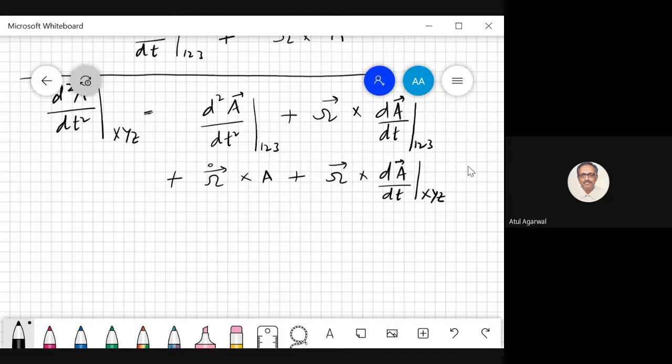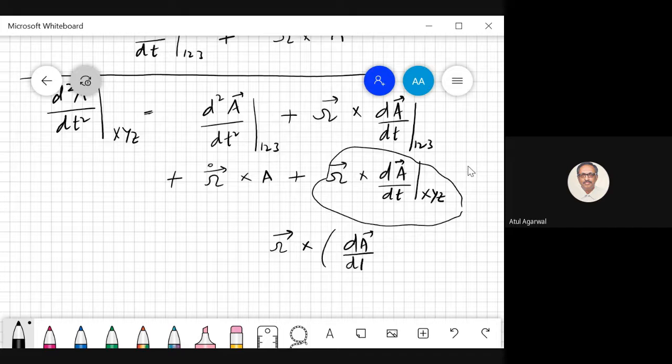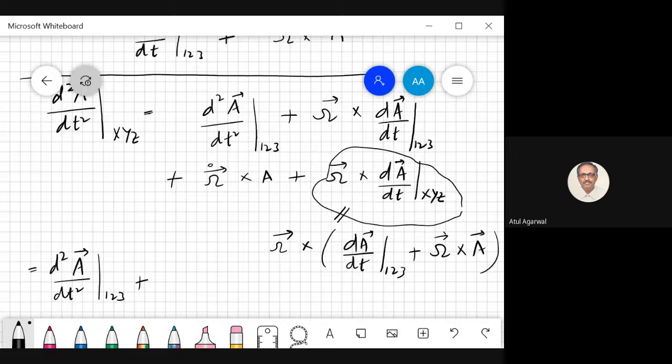So what is this term? Omega cross. What is dA by dt in XYZ? dA by dt in 1, 2, 3 plus omega cross A. So what do I get? d square A by dt square in 1, 2, 3 plus, you see omega cross dA by dt in 1, 2, 3 is happening twice. So you call it 2.